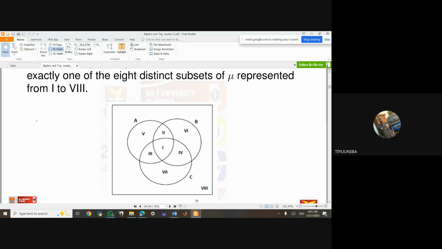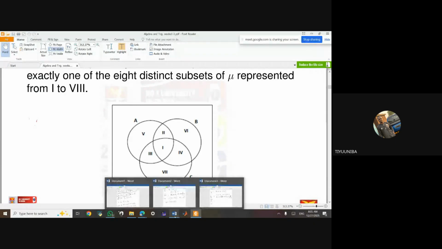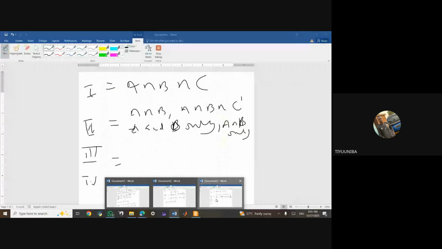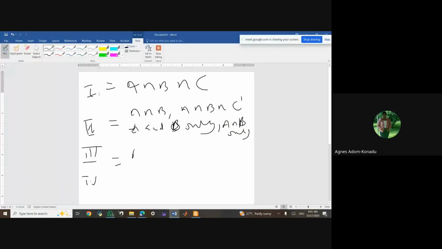That's A intersection C only. A intersection C only. Any other? A intersection C. A intersection C. Any other? Madam, is it A intersection B complement intersection C? B complement intersection C. Okay, thank you.